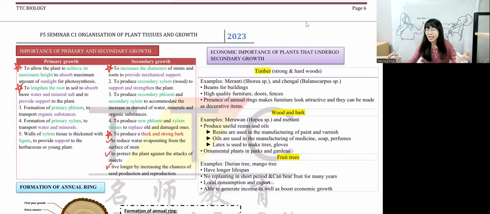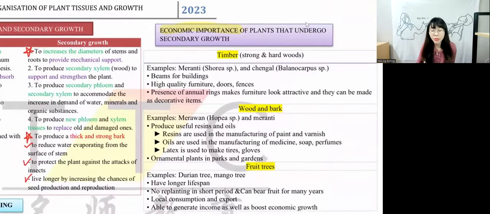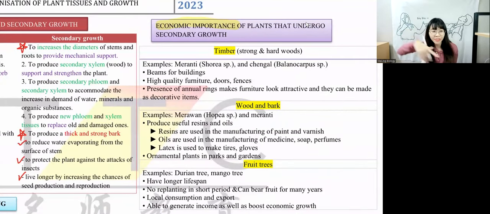Humans and plants, the only relationship that we have is money. Okay, humans and plants is always money, guys. Money, okay, economic importance. What is the importance of plants towards human? Number one, we can sell the wood as a timber. Timber, it means we can make the pillars, furniture, table, chair, door. Those are made from timber. They are very strong. They don't really collapse.